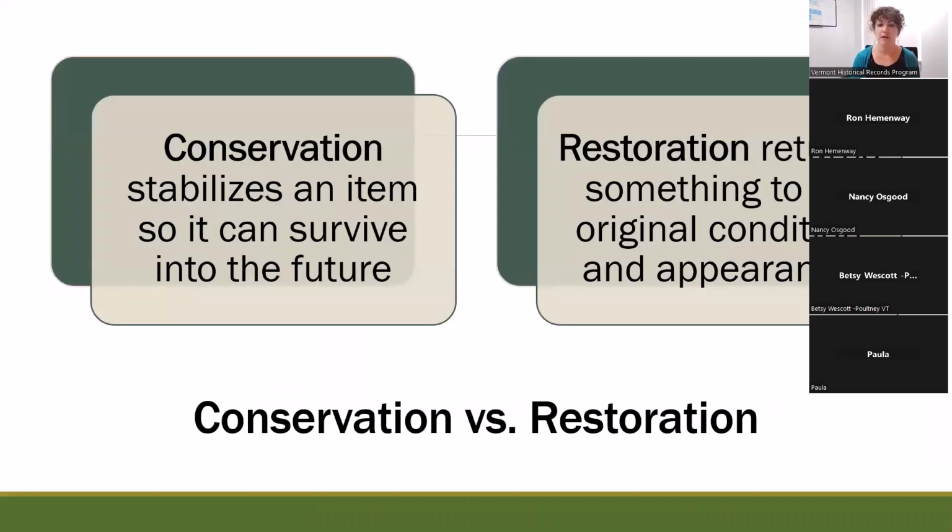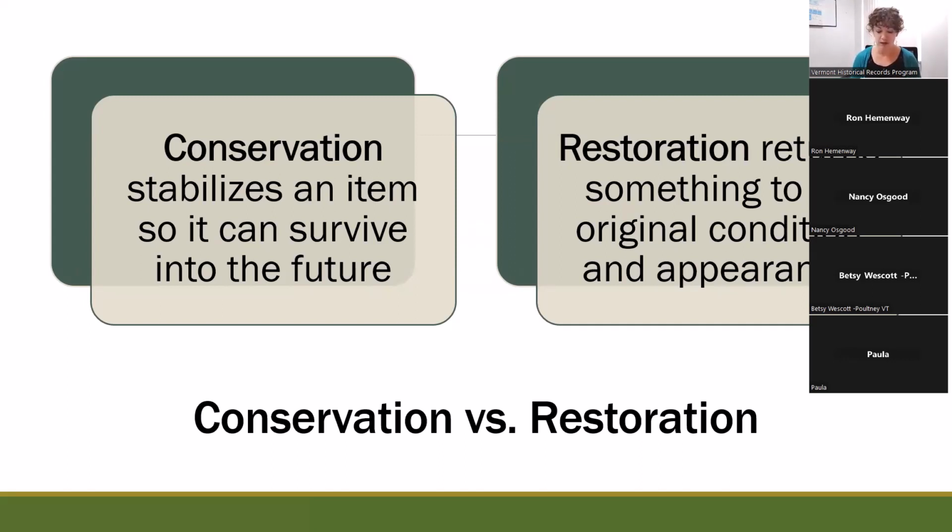So this means conservation is not the same thing as restoration. Restoration is the process of rehabilitating an item to return it as nearly as possible to its original condition. Conservation is simply stabilizing an item so that it can survive into the future, where restoration is trying to return something to its original state, condition, or appearance. So as noted in the Society of American Archivists Dictionary of Archives Terminology, that definition we just looked at, conservation does not always eliminate evidence of damage.